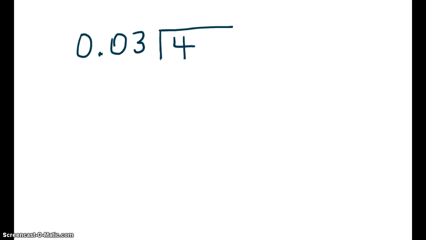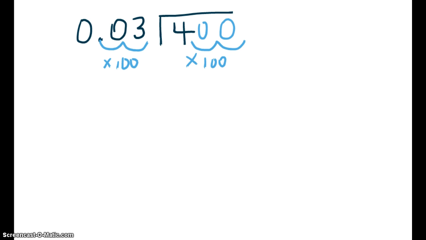Alright, let's just try one more. Pause the video and see if you can solve this one. Alright, so what you should see is that you have a decimal as your divisor. We cannot have that. So you're going to multiply by 10 2 times. Really, that means that you're multiplying by 100. So here I have to also multiply by 100. So I'm going to add 2 zeros here. So what I end up with is 3 divided into 400.